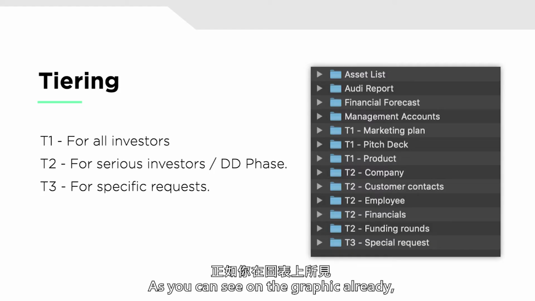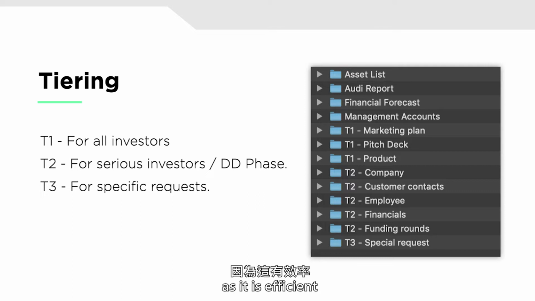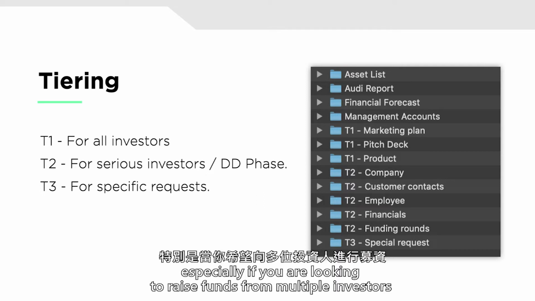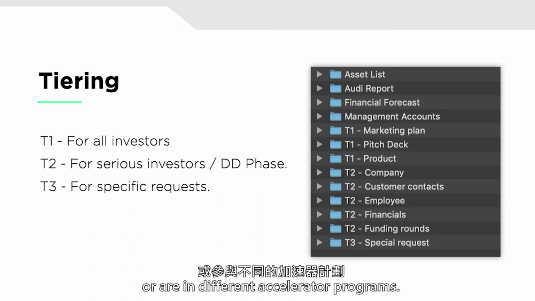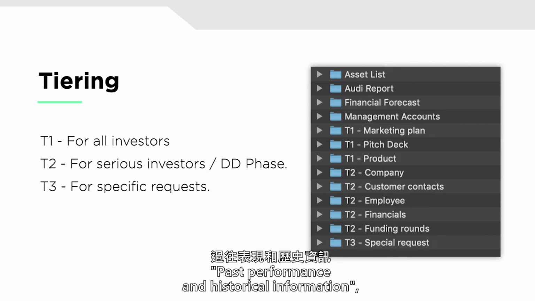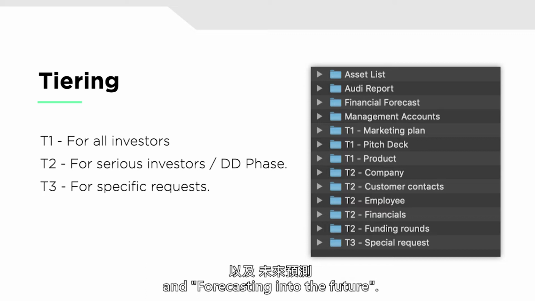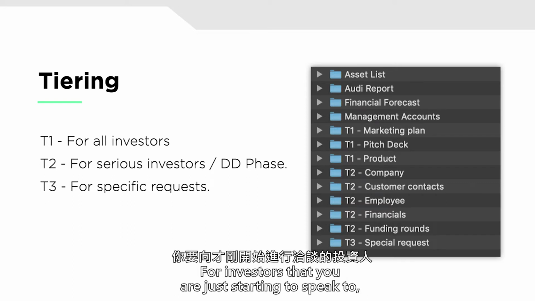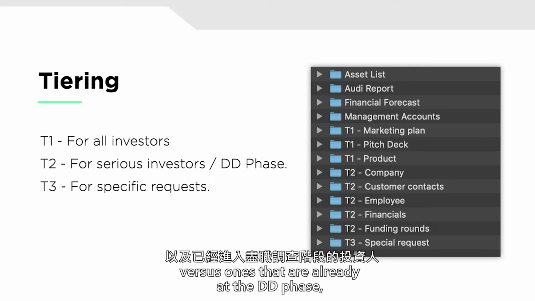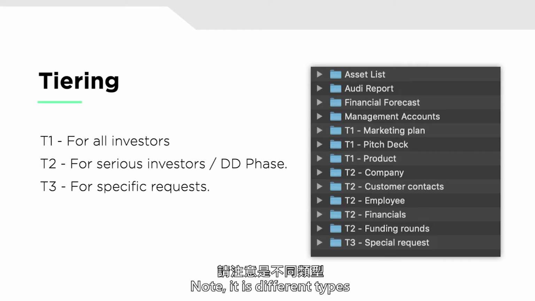As you can see on the graphic already, a tiered system and named folders is a nice way to approach it, as it is efficient and saves a lot of time, especially if you're looking to raise funds from multiple investors or are in different accelerator programs. We can classify the information seen in the data room as past performance and historical information, and forecasting into the future. As we see in the graphic, this is divided into different tiers because you don't want to show your hand too early for investors that you are just starting to speak to, versus ones that are already at the DD phase. You disclose different types of information to them. Note, it is different types, not different altogether.